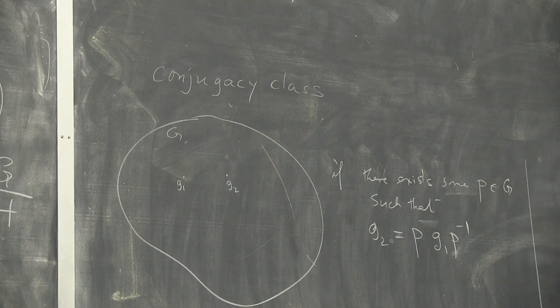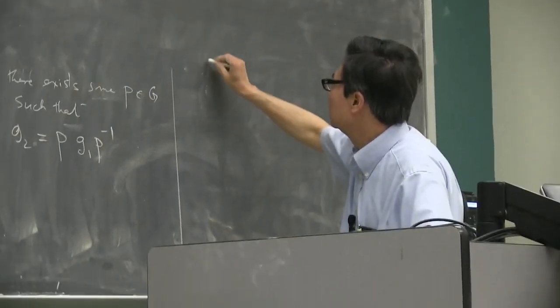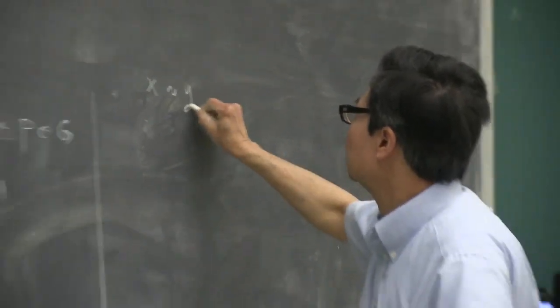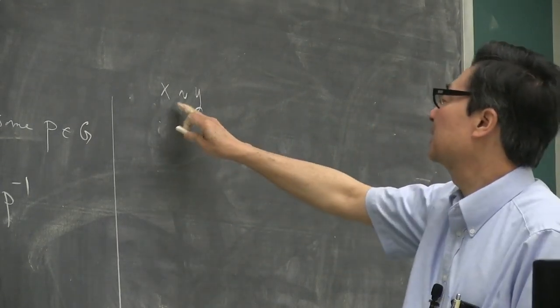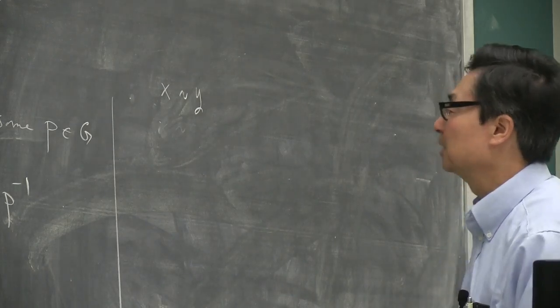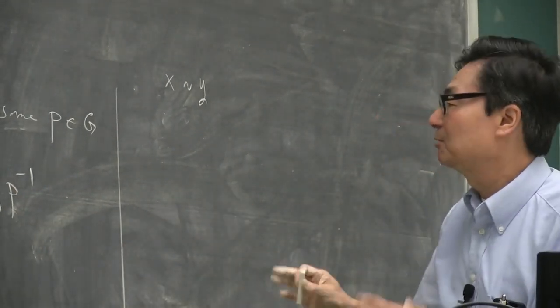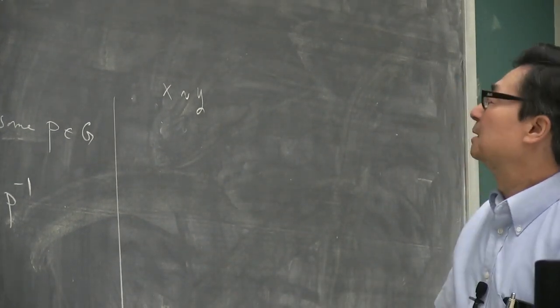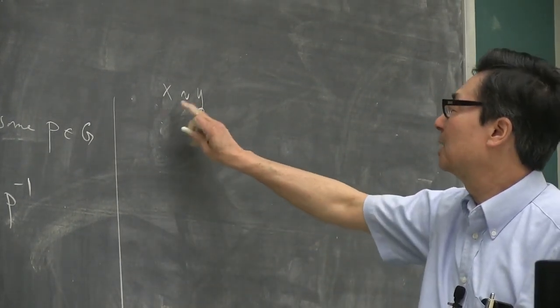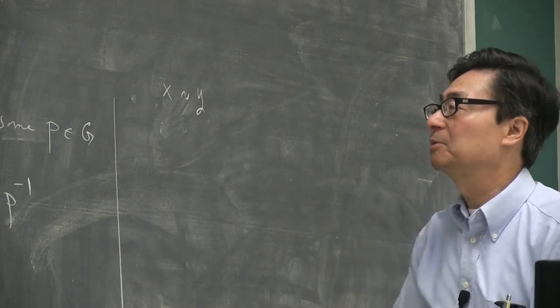An equivalence relation is something like this. Something is always related. If two things are related to each other, we use this symbol. X related to Y, some relationship that you can think. This is one such relationship. If G1 and G2 are related by this relationship, then G1 and G2 are said to be equivalent, in the sense that they belong to the same conjugacy class.